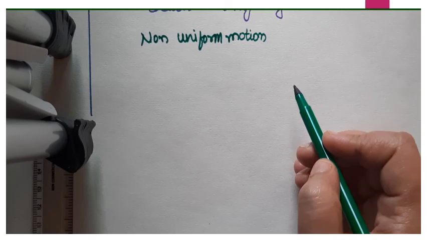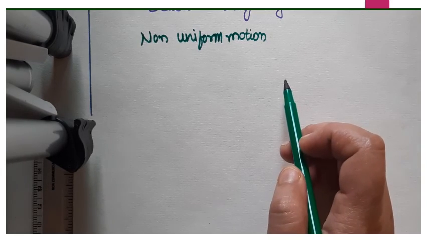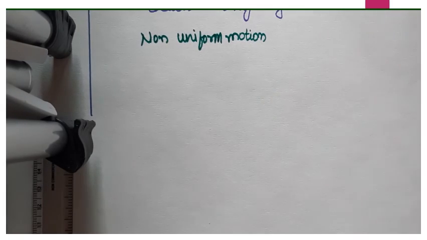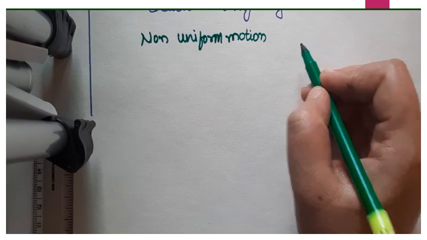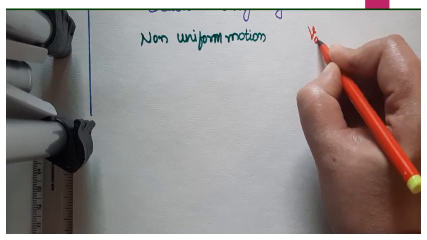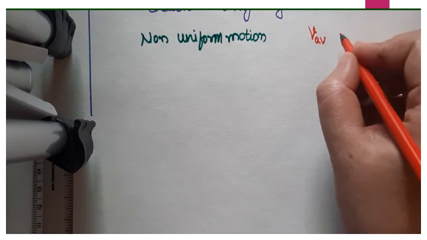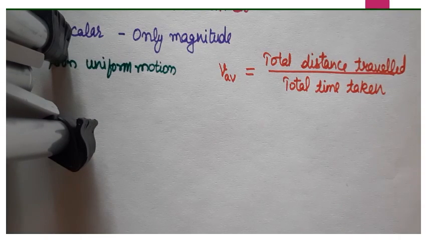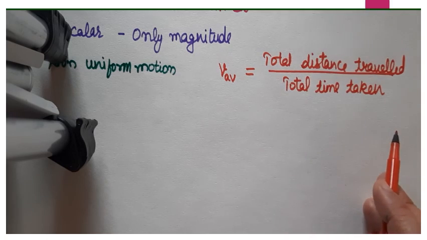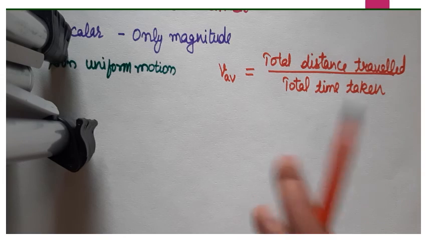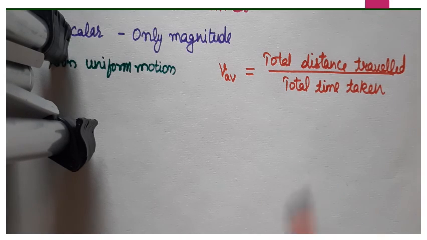Now, in case of non-uniform motion, which we discussed in the previous lecture, the distance covered by the object keeps varying with time, and in this situation the speed of the object is determined in terms of average speed, which is represented by V average, and average speed is given by total distance traveled by the object divided by total time taken. Because in non-uniform motion, the amount of distance traveled in a given interval keeps varying. So this is how we determine average speed for non-uniform motion.